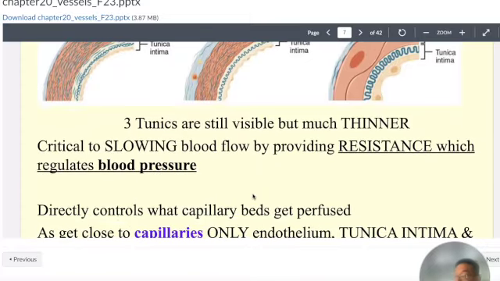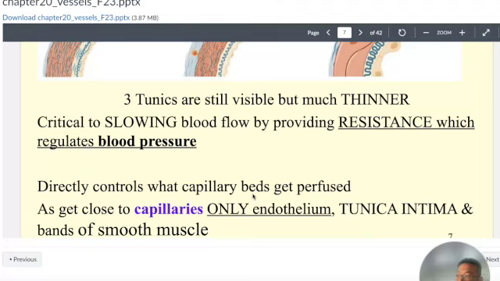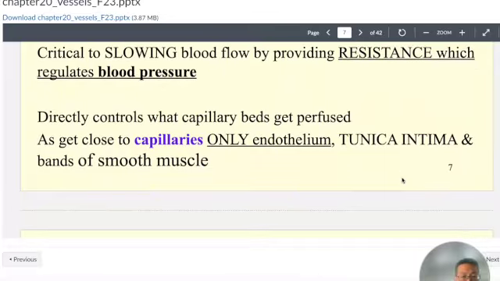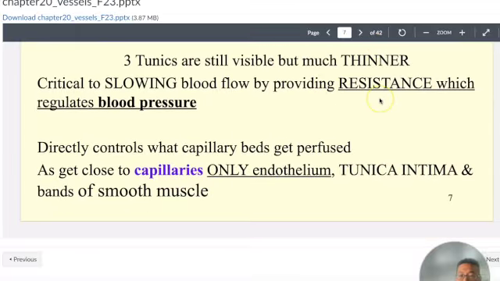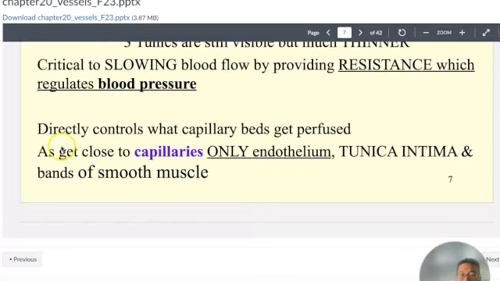So imagine a full class of people needs to go through a small door. Everybody has to go through one at a time. So it will slow down by creating more resistance. It directly controls what capillary beds get perfused. So again, whatever the arteriole, it controls whatever it gets to the capillary.